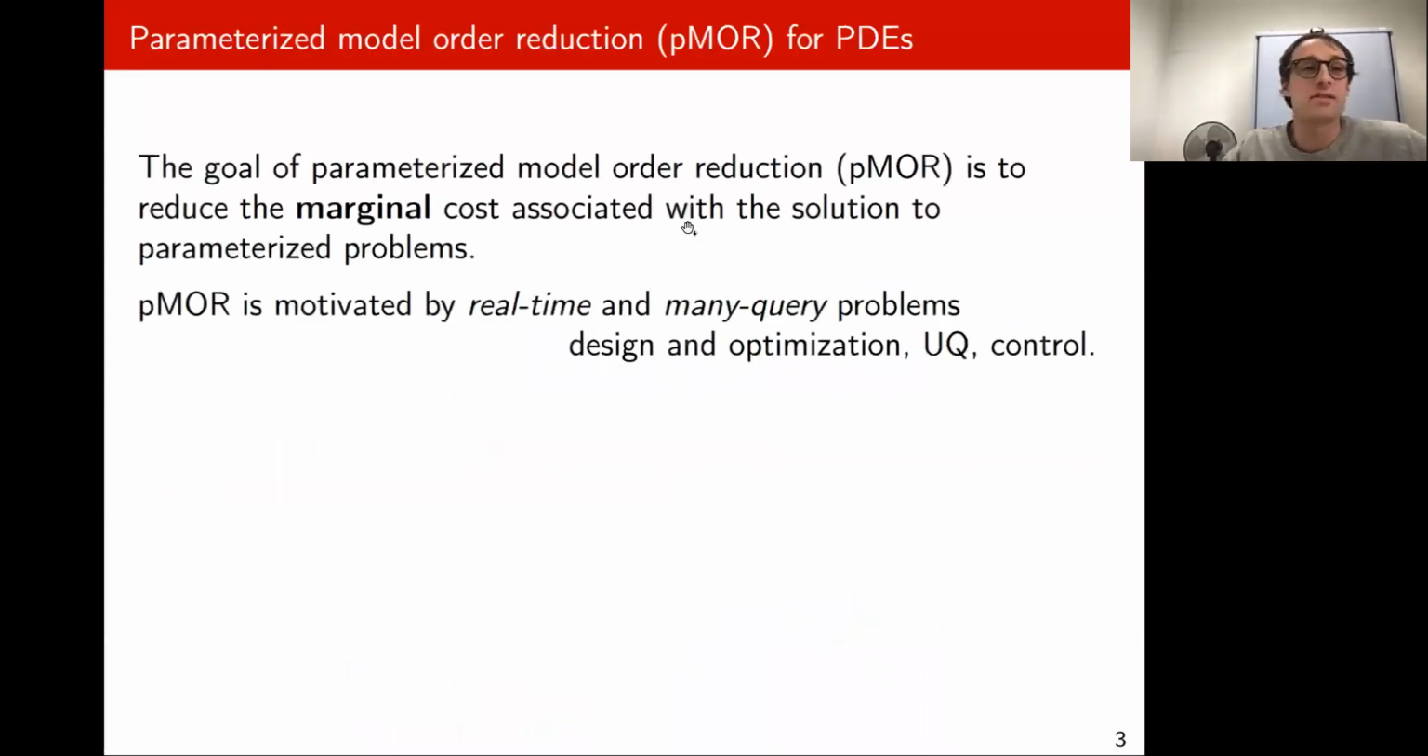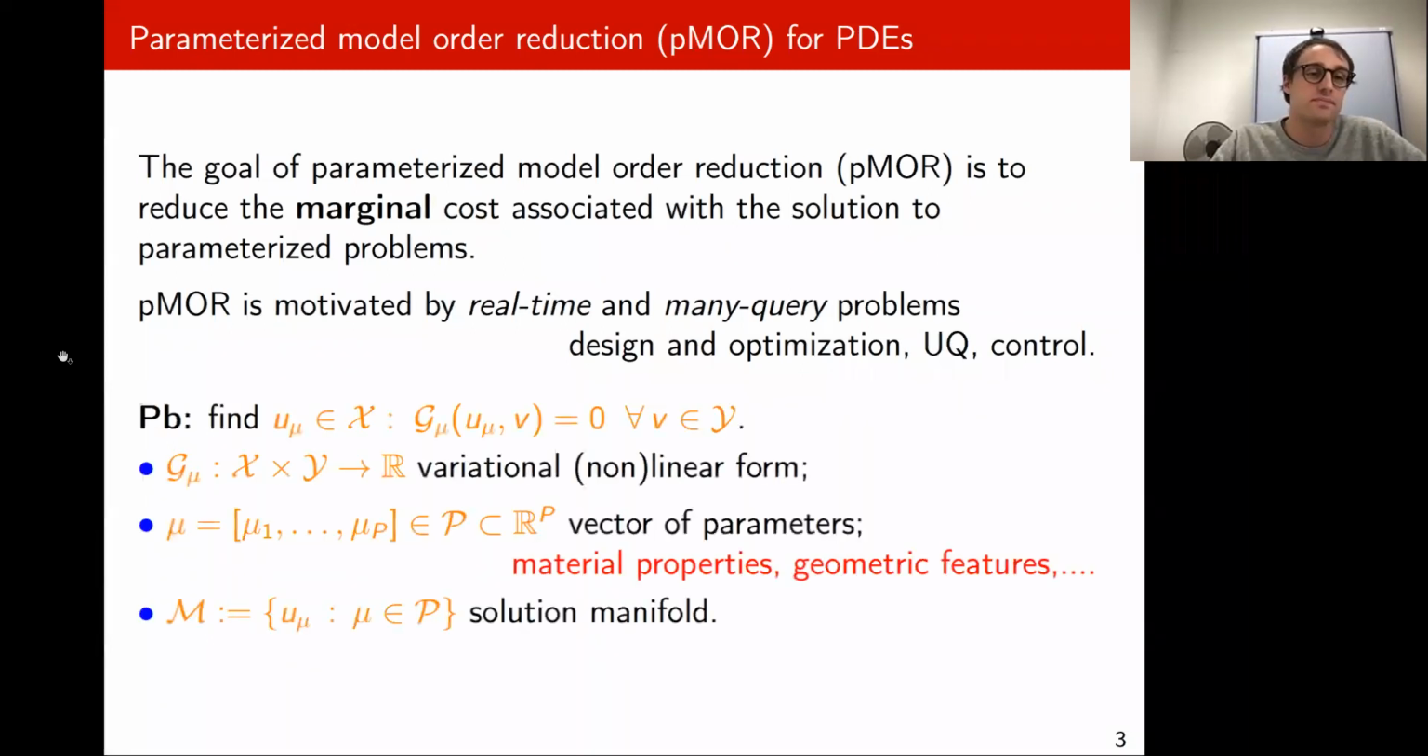So this talk is about parameterized model order reduction, PMOR. And as I'm sure everybody here knows, the goal of PMOR is to reduce the marginal cost associated with the solution to parameterized problems, where marginal means in the limit of many queries. Model reduction is motivated by real-time and many-query problems that naturally arise in design optimization, uncertainty quantification, optimal control.